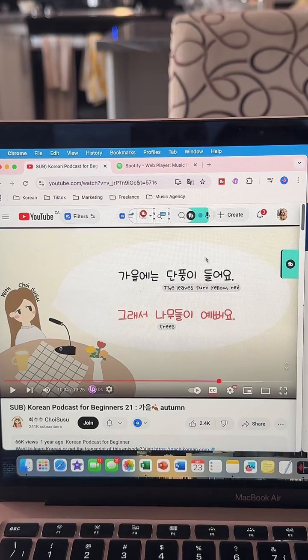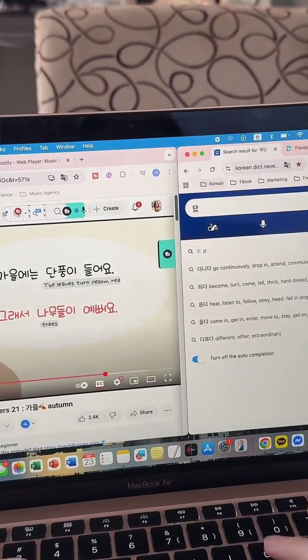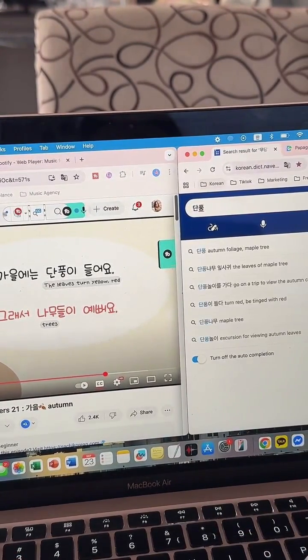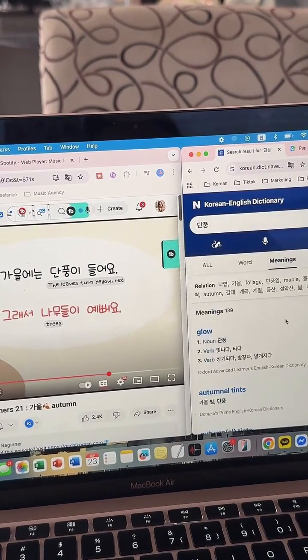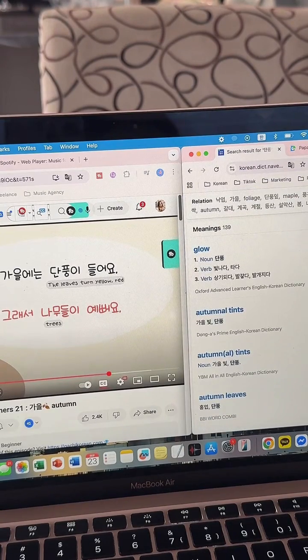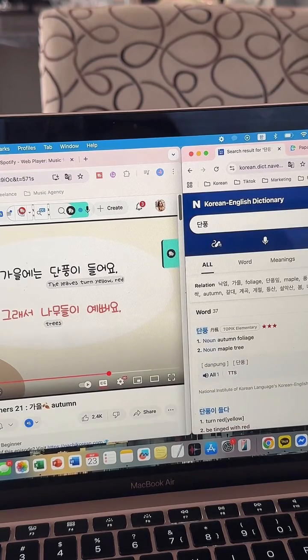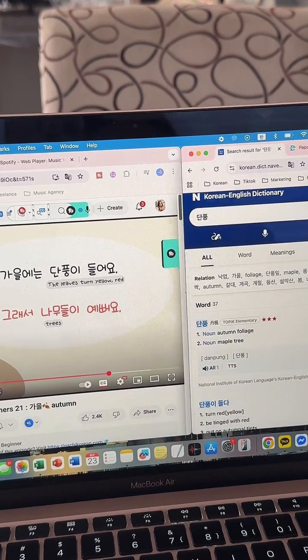단풍이, okay? So 단풍이, I think 풍 is just leaves, and I'm not sure if 단 makes it yellow leaves, if I'm not mistaken. Let me just confirm that right here, because I'm not sure if it just means leaves. Yeah, it's just autumn leaves. So I guess that 들어요 is more like turning. Let me just make sure. Yeah, 단풍 is just autumn leaves.